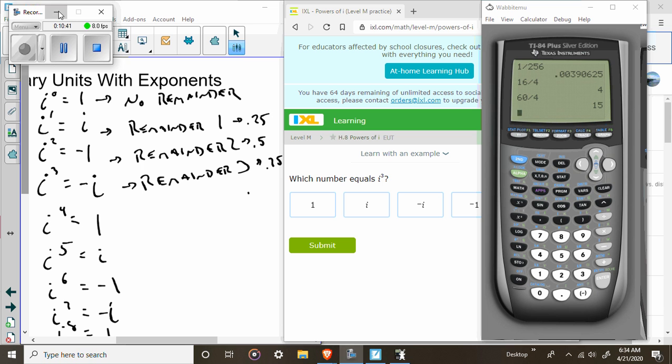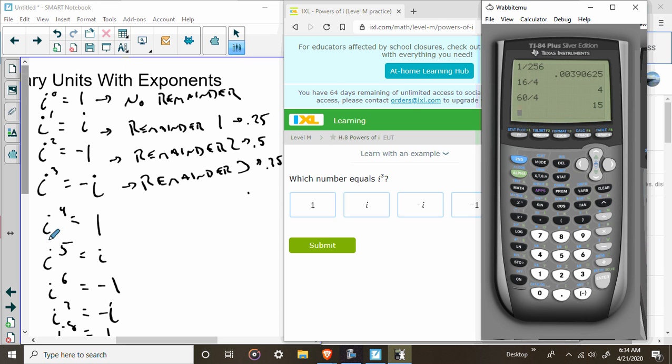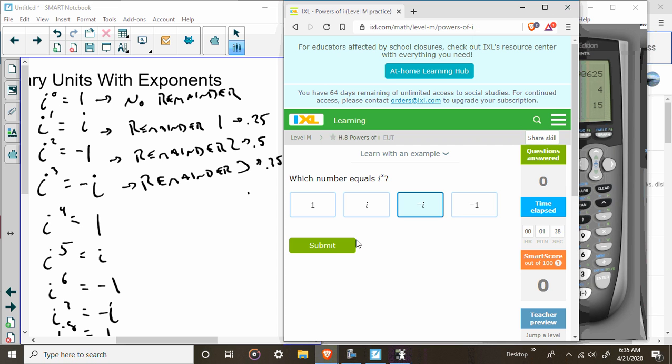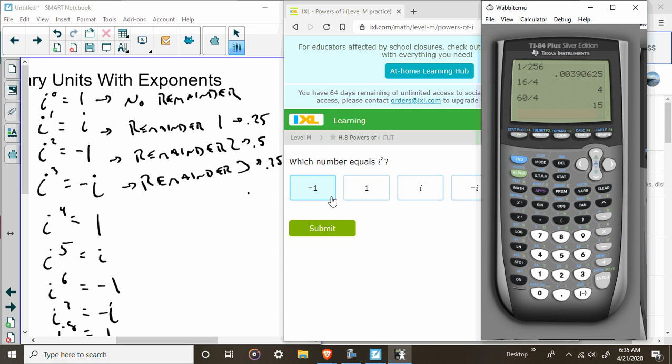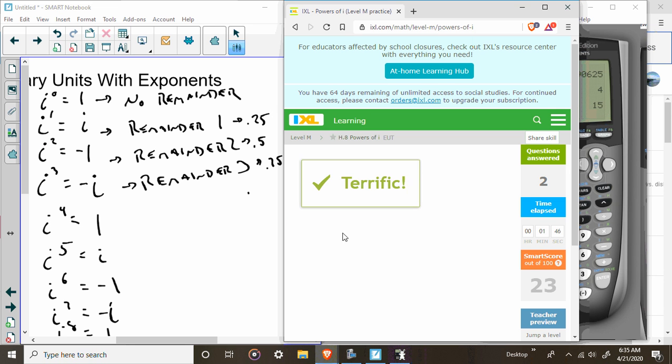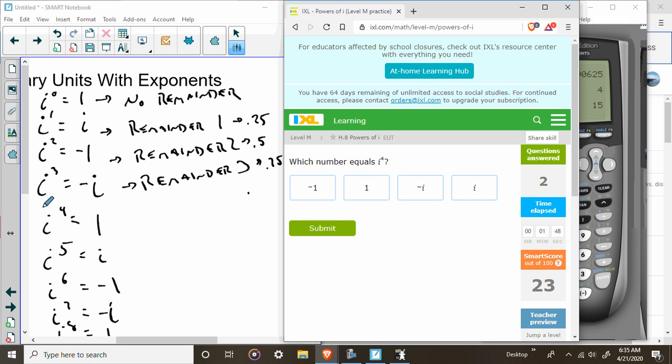Let's take a look at a few examples. Like I said, I would keep this little chart handy. If you want, I'll see if I can post one for you. It says i to the third power. Well, i to the third power we know is negative i. i to the second power we know is negative 1. i to the fourth power we know is 1, because that's our bread and butter. That's what we want, right? Good.